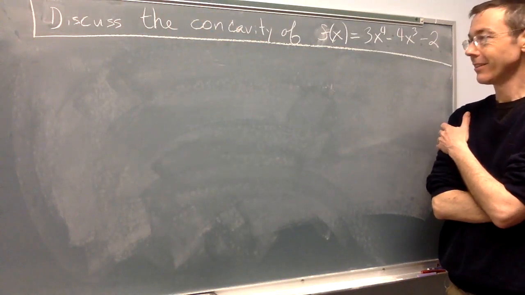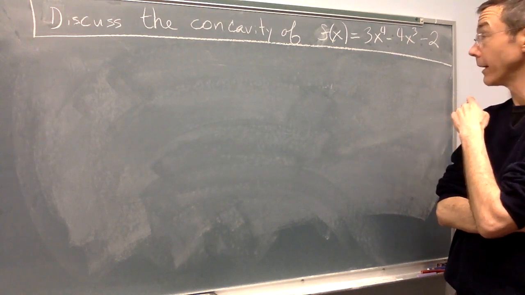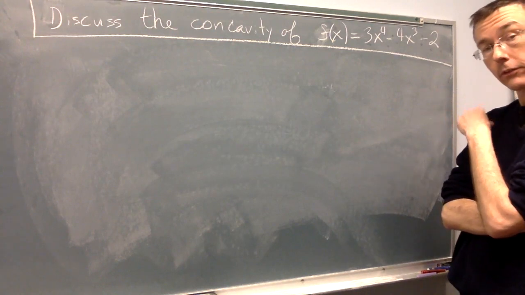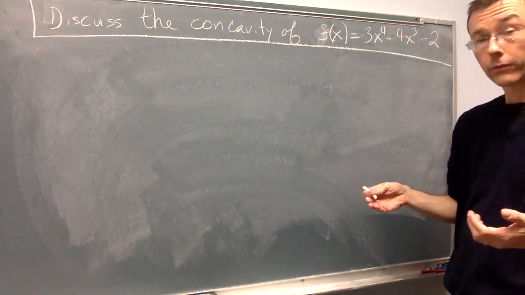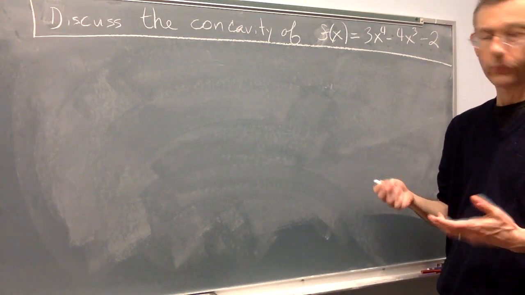Hey everybody, today we're doing a concavity example. We're looking at the function f of x equals 3x to the fourth minus 4x to the third minus 2. We'd like to know, where is this function concave up? Where is it concave down? Does it have any points of inflection?